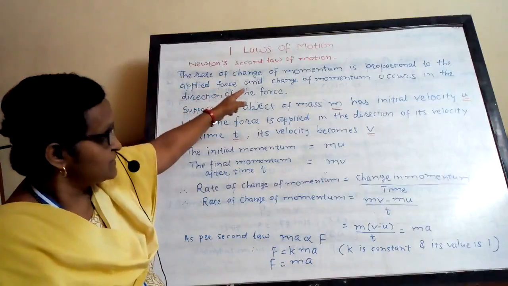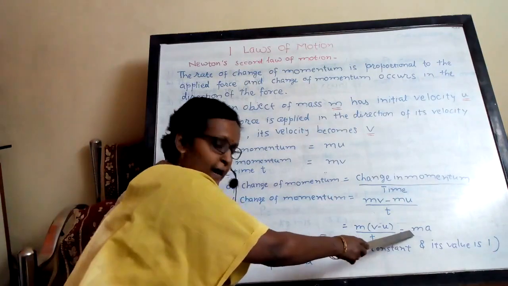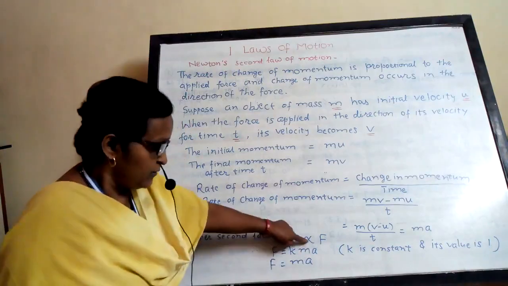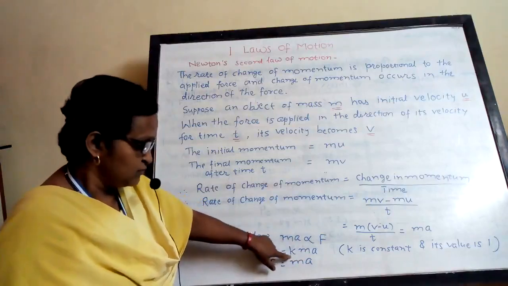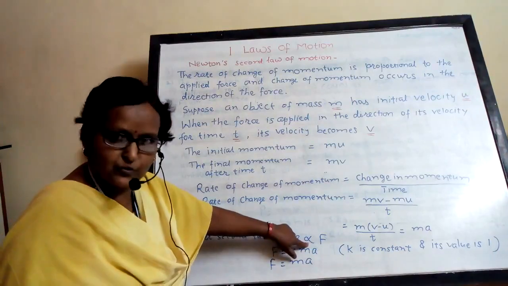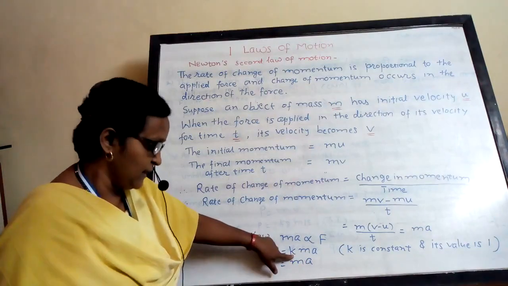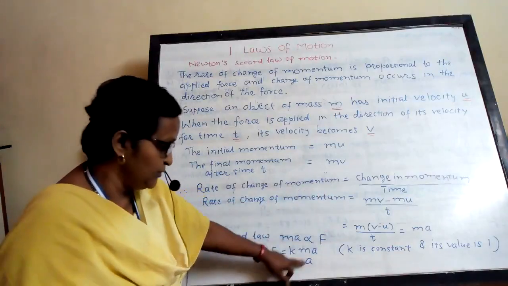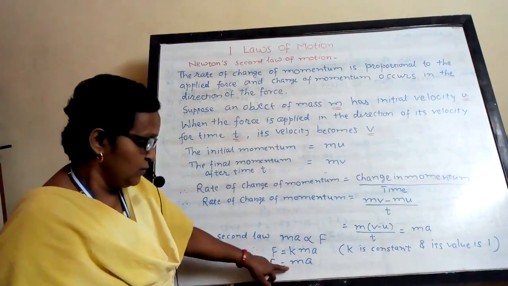Now what does our law tell? It is proportional to the applied force. The rate of change of momentum, what is it? It is ma. It is proportional to F, the applied force. So if you want to remove the proportionality sign, we have to take a constant, that we know very well. So k is the constant, F is equal to k m a. k is called the constant and its value is 1. As we do not write the value of k, that is 1, F is equal to m into a.